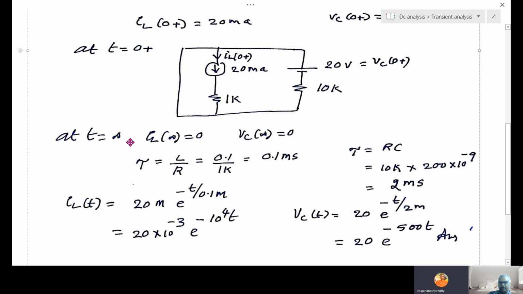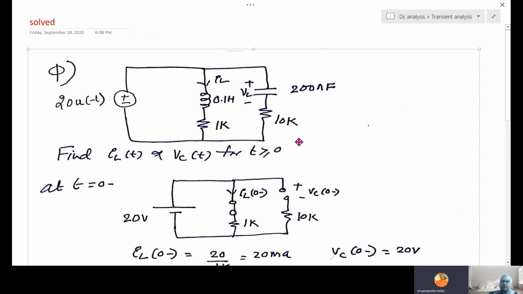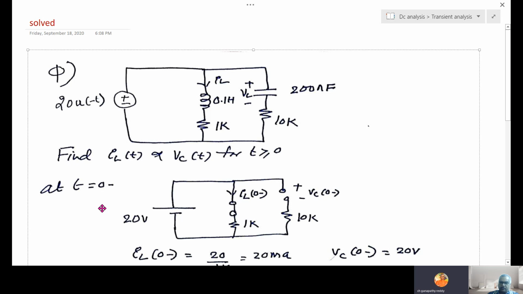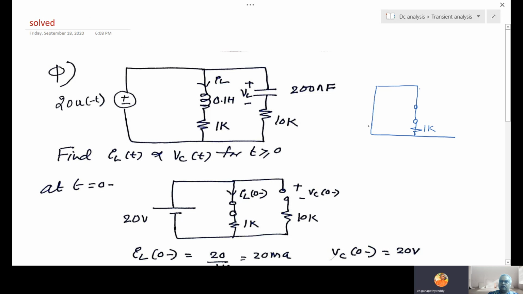Again at t equal to infinity. What is IL(∞)? It is 0. VC(∞) is 0. Why? At t equal to infinity, the input itself is 0, no? Input is 0 and the inductor is short, and there is a resistor here, 1K, and the capacitor is open, again a resistor.